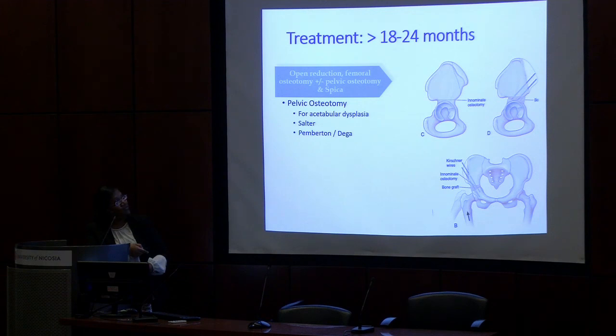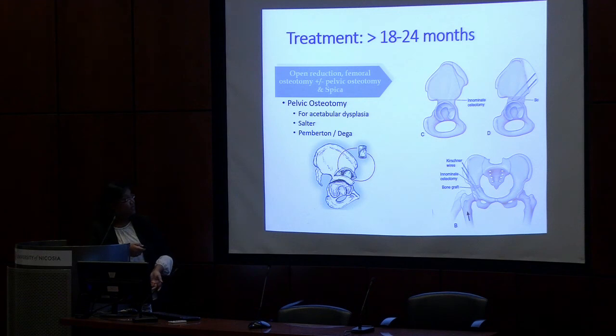You can also do either a Pemberton or Dega osteotomy, where the difference is you're coming from anterior to posterior, but you're leaving a posterior hinge, and then you're using bone graft. But same thing, you're tilting the roof of the acetabulum down anterolaterally. Okay? So you're making up for the acetabular dysplasia that they have.